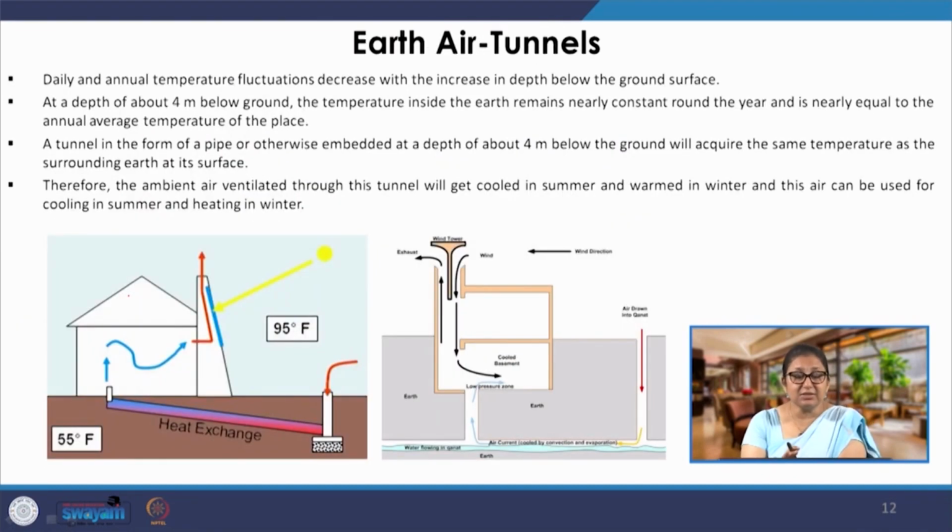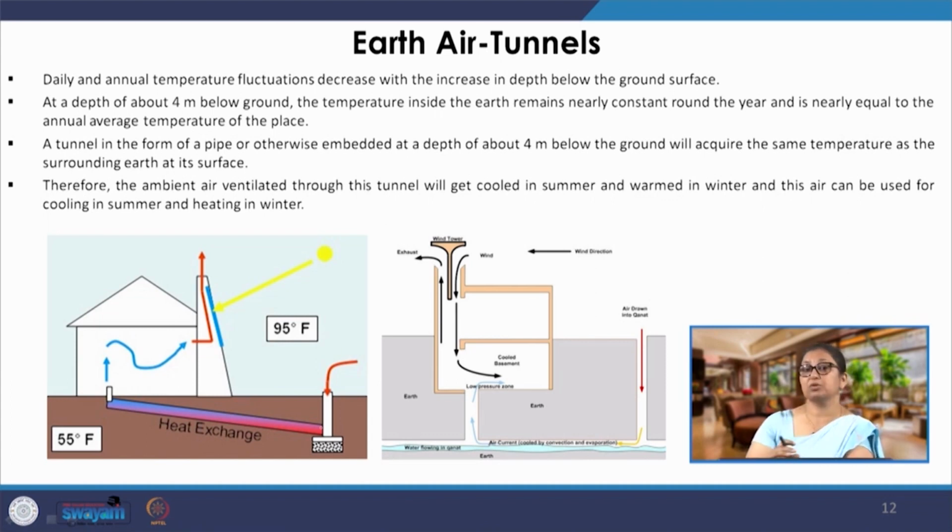And the last strategy is earth air tunnel. It is very effective. What we are primarily doing is that we are allowing the air to be drawn inside a tunnel which is underground, under the earth at a depth at which the temperature of the ground remains constant throughout the year, which is the average annual temperature of the space we are in. So, it is at least 1.5 meter down, and this is a tunnel.